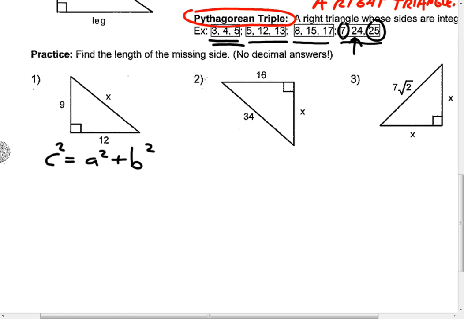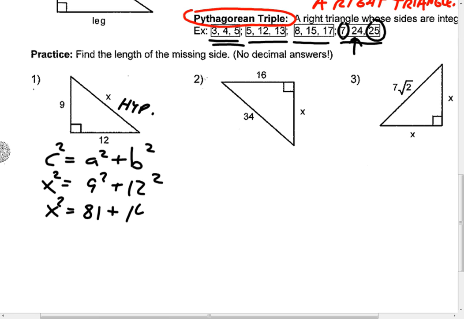What am I going to put in for C? X. I'm actually looking for the hypotenuse. 9 squared, 12 squared, 144. What's my final step when I'm using the Pythagorean theorem? Oh, square root. Probably the square root.